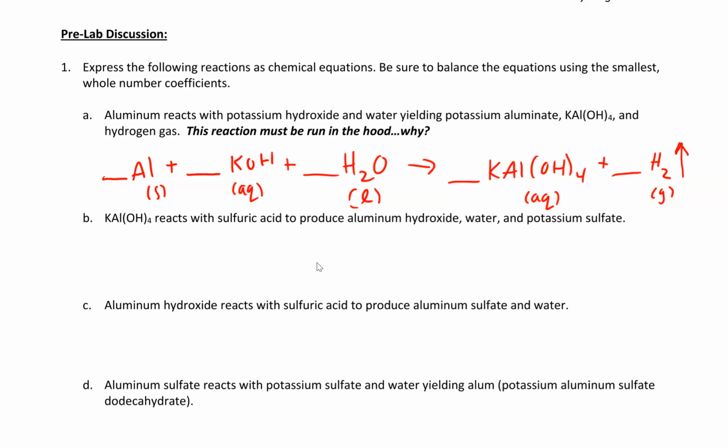Since we're producing hydrogen gas, a flammable substance, it's really important that we run this reaction in the hood. That's going to allow the hydrogen gas to be removed from the room, just making it safer. After you have run this reaction, you're going to take that black sludgy mixture that you've created, that is really just the aqueous potassium aluminate, and you're going to gravity filter it.